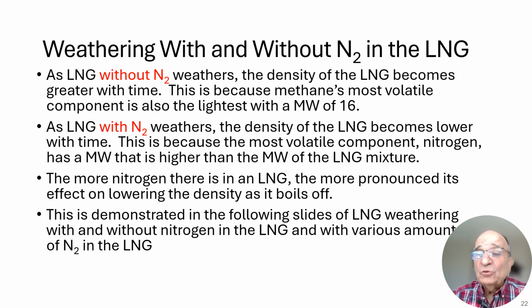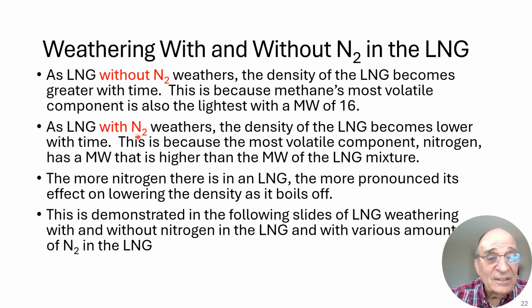Because methane is also the most volatile component in LNG without nitrogen. So it boils off, and it is the lightest component with a molecular weight of 16. As you remove the molecular weight of 16 component, you're left with the ethane, which has a molecular weight of 30, and the propane, which has a molecular weight of 44, and the entire mixture becomes heavier with time.